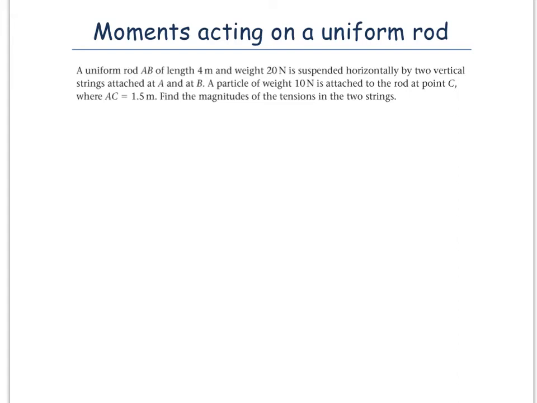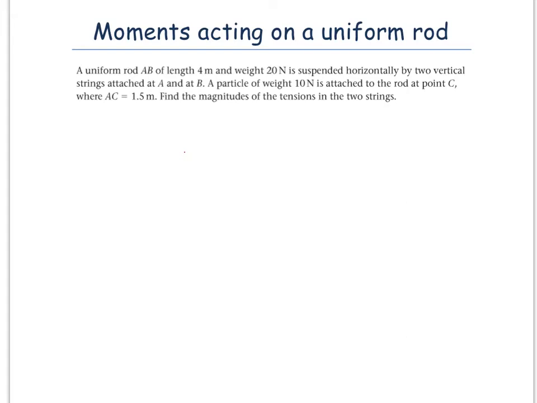A uniform rod, AB, of length 4 metres and weight 20 newtons, is suspended horizontally by 2 vertical strings attached at A and at B. A particle of weight 10 newtons is attached to the rod at point C, where AC is 1.5 metres. Find the magnitudes of the tensions in the strings.